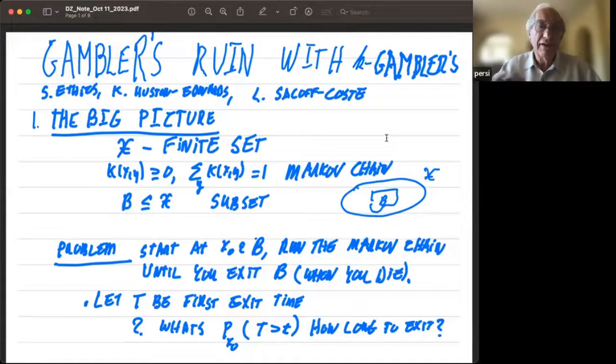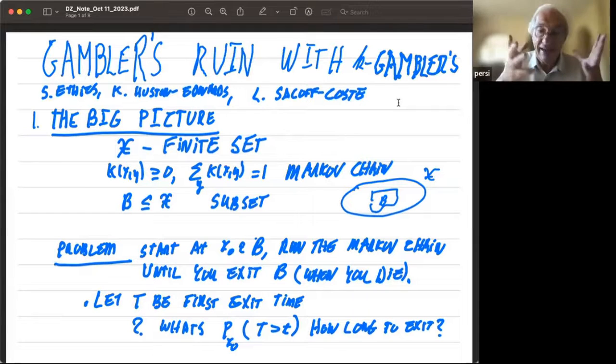So this is a report of joint work with Stew Ethier, whose name I seem to have misspelled, and Huston-Edwards, and Laurent Saloff-Coste. Let me start with the big picture, and then I'll specialize to classical gambler's ruin, and then I'll come back at the end and say some things about the big picture. So the big picture is the following.